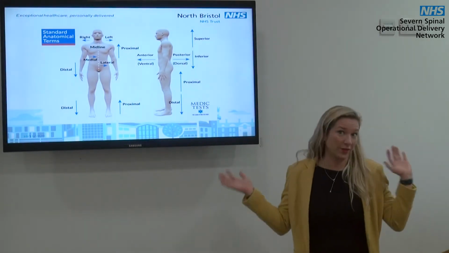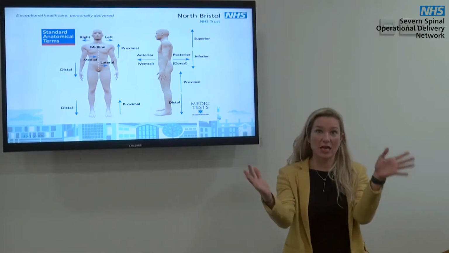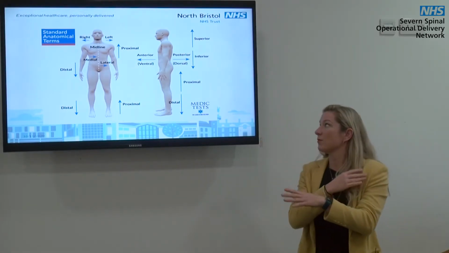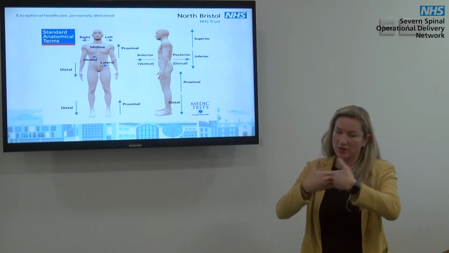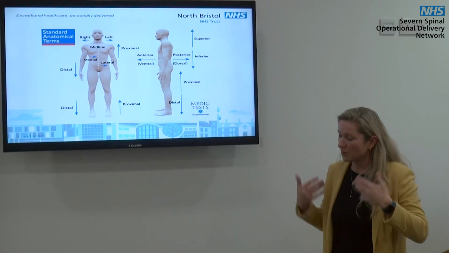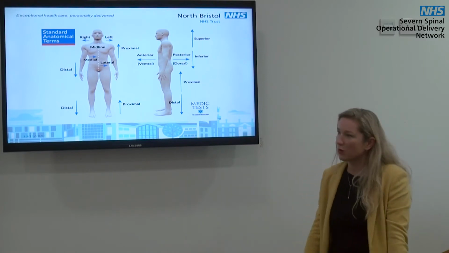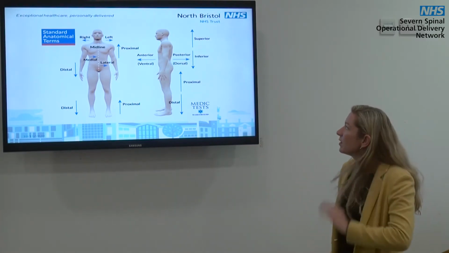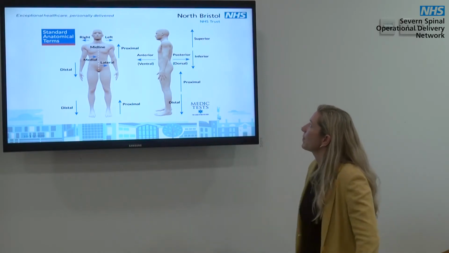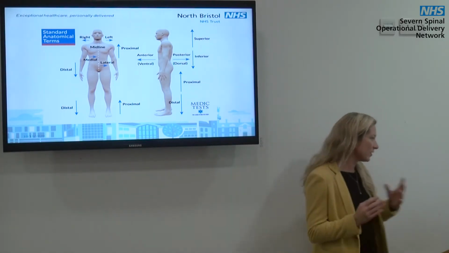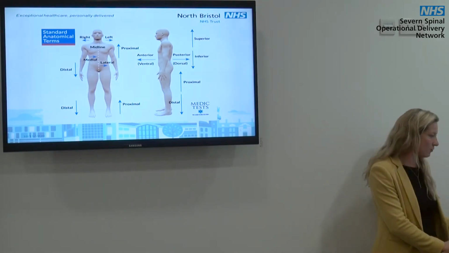So a bit more about terminology. Obviously you've got your right and your left, and actually if you're looking at imaging, then they're the opposite way around, remember. To the midline is medial, and to the outside is lateral. Distal means down towards the feet, proximal means up towards the head. Anterior is ventral, posterior is dorsal, and then superior and inferior. So just basic terminologies that we will use as we go through the talk today.